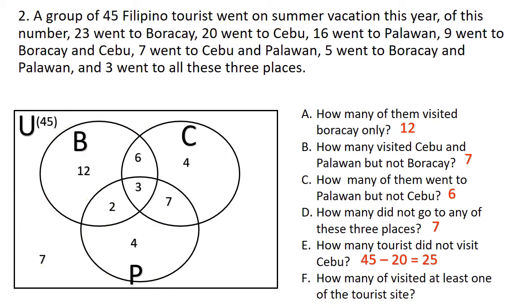Letter F. Okay, letter F, how many tourists visited at least one of the tourist sites? So again, we have here our keyword, at least one. It means union. So we have to add all the figures that we can see inside our circles, and that is 38.